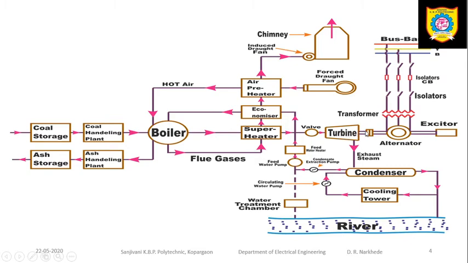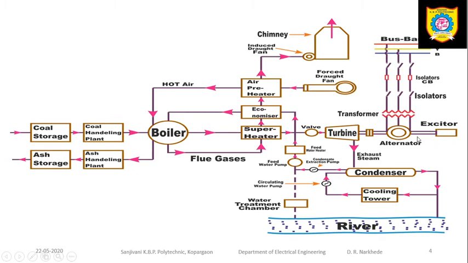As the turbine rotates, we have connected the turbine shaft to the alternator. Now, as the turbine rotates, the alternator also rotates. What is the function of the alternator? The alternator will convert the mechanical energy into electrical energy. So here we are going to use an exciter also. The exciter will give a DC supply to the alternator.